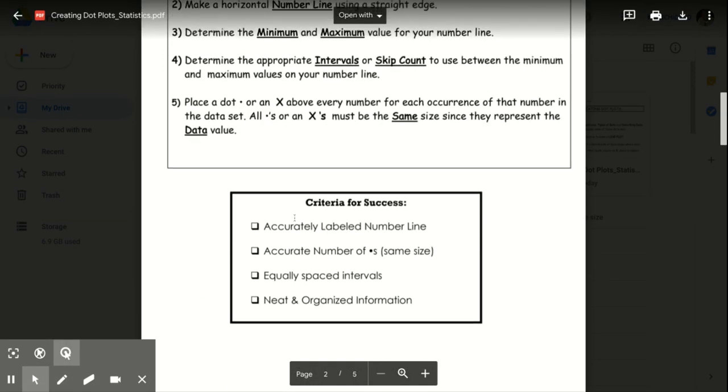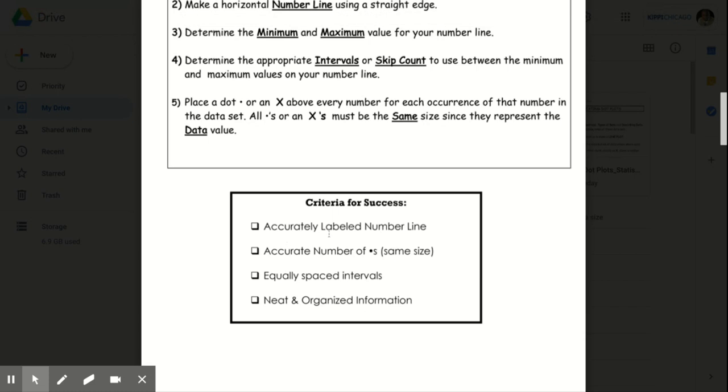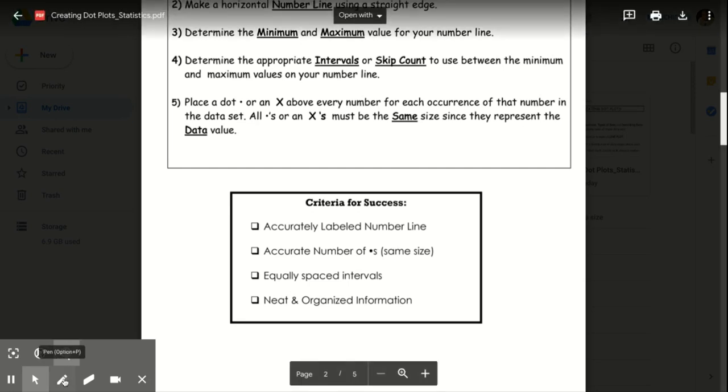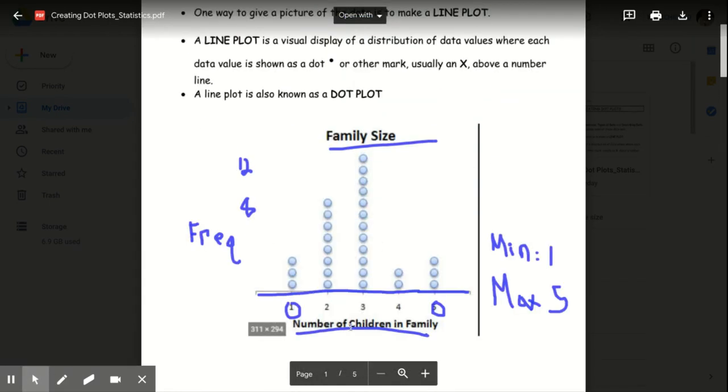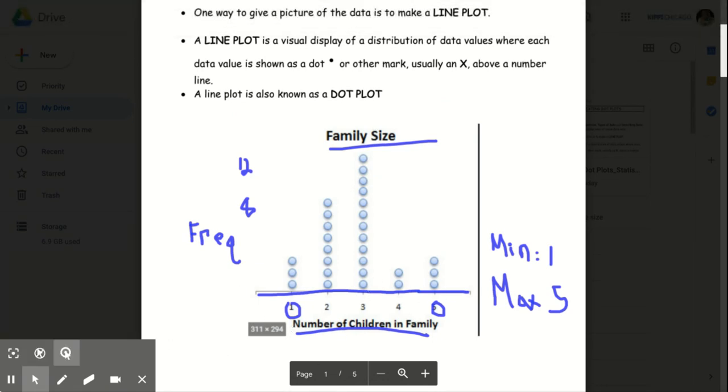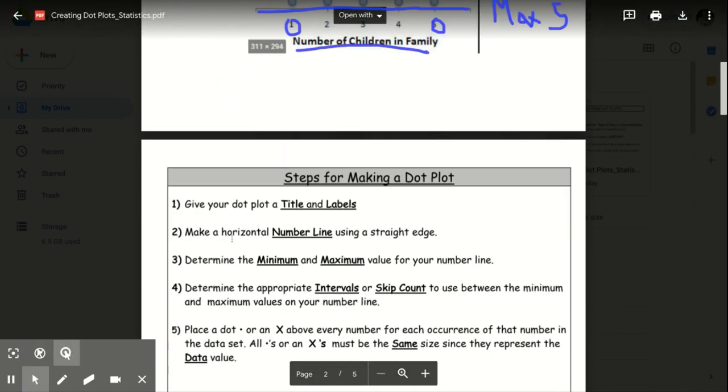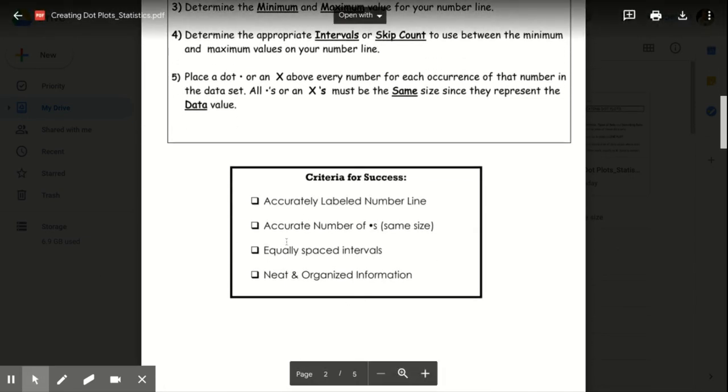Here are some critical criteria for success, okay? Accurately label a number line. If it's not labeled, it's wrong because we don't even know what this information represents. The bottom part of your number line should be labeled. Look, number of children in a family. Here's the title, but here are my labels for this line right here, okay?